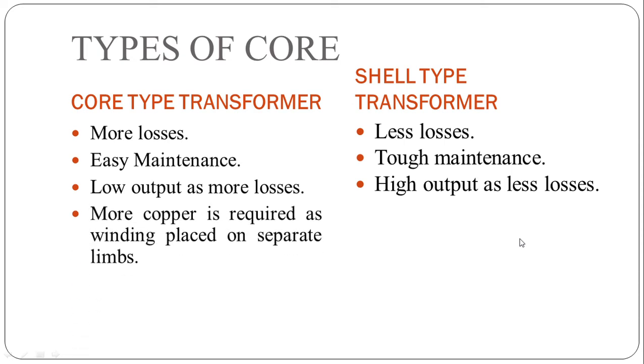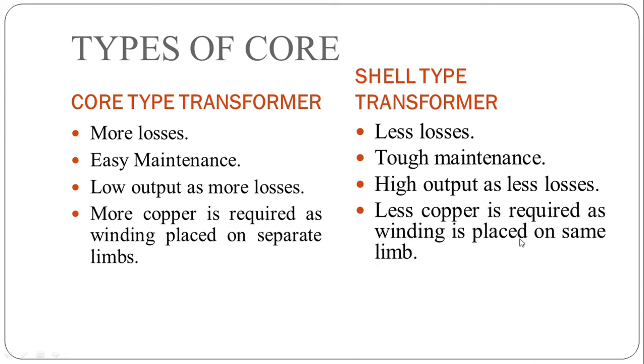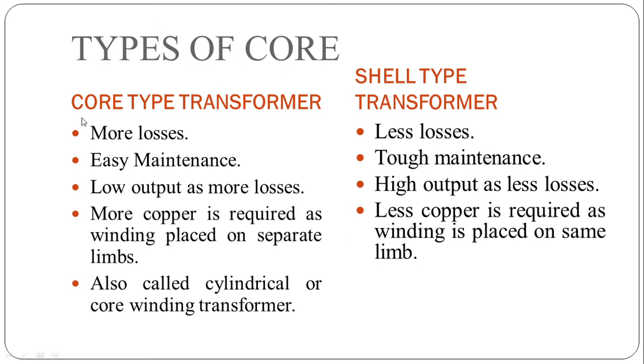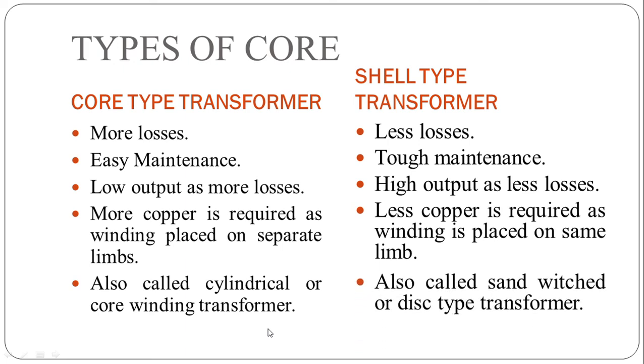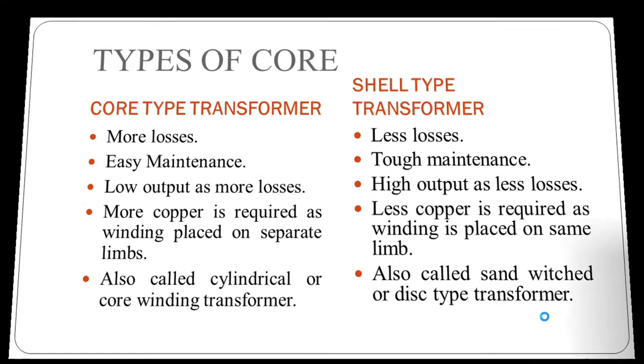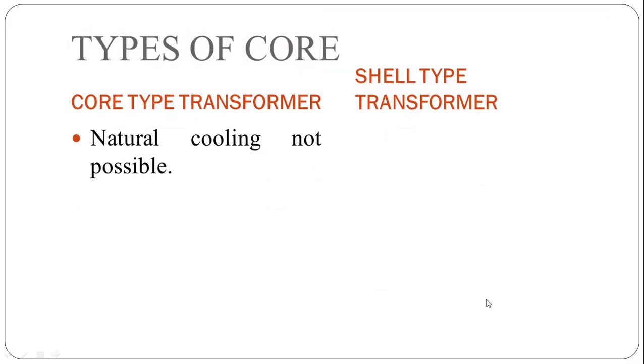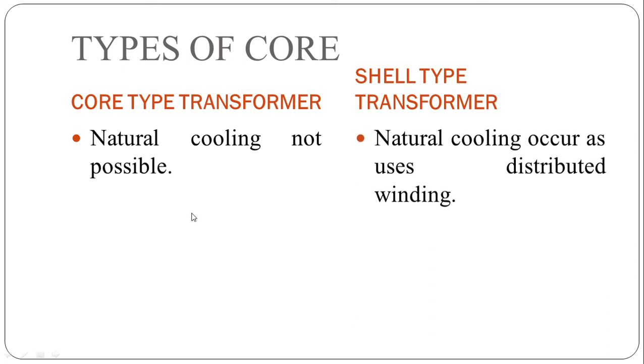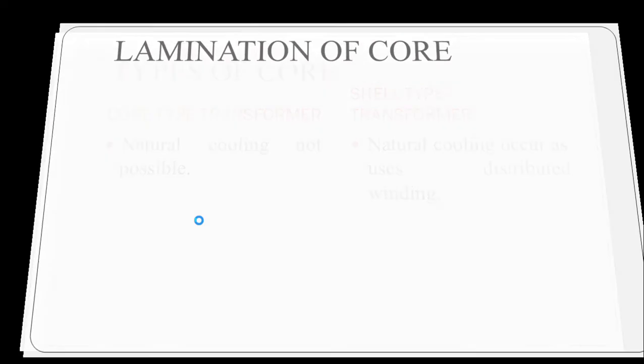More copper is required as windings are placed on separate limbs in case of core type transformer, while less copper is required as windings are placed on the same limb in case of shell type transformer. Core type transformer is also called cylindrical or core winding transformer, while shell type transformer is also called sandwiched or disc type transformer. In case of core type transformer, natural cooling is not possible, while in case of shell type transformer, natural cooling occurs as it uses distributed winding.